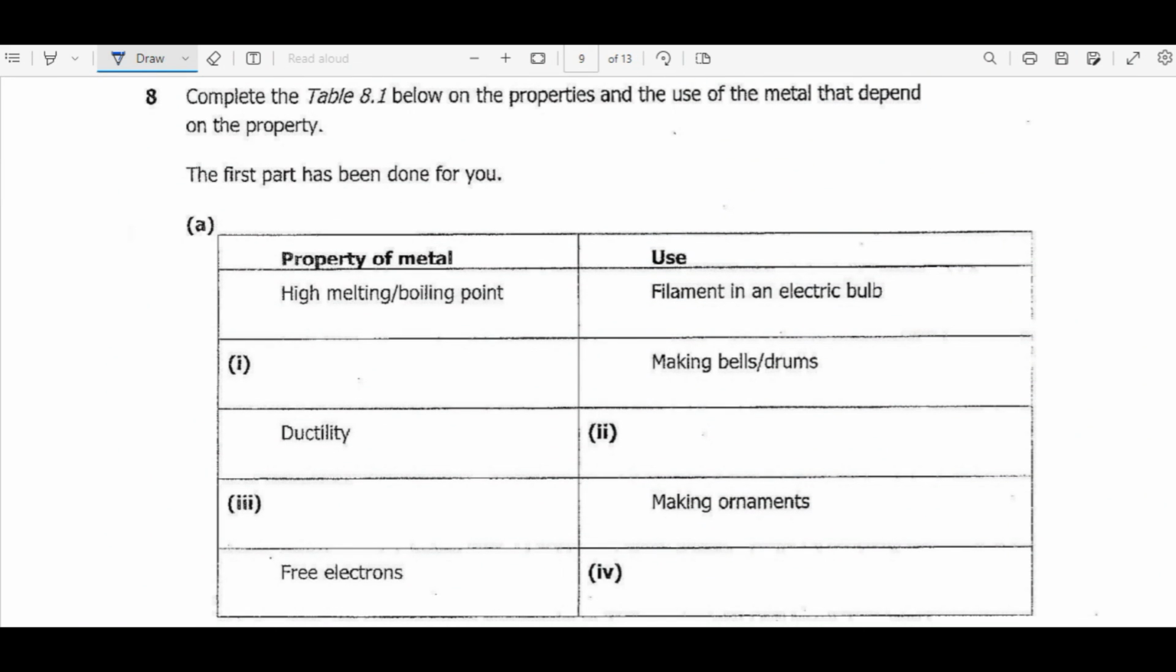So question 8, complete the table 8.1 below on the properties and the use of metal that depend on the property. The first part has been done for you. So property of a metal: high melting, boiling point, filament in the electric. Then making bells or drums, so the sound that has to do with the sonorosity or sonorous. Then ductile can be used to draw or to make wires.